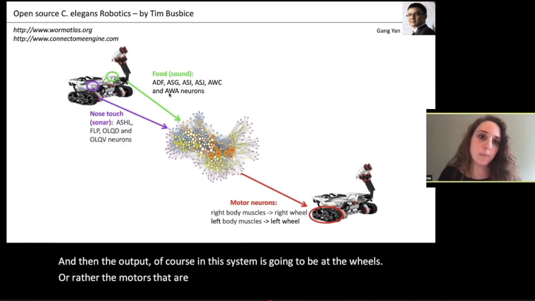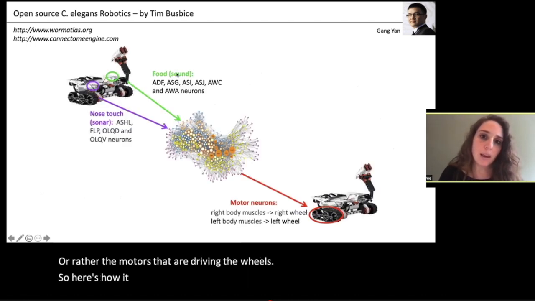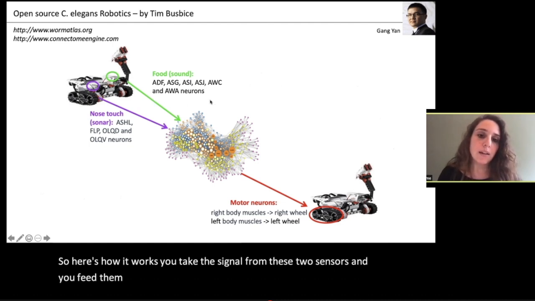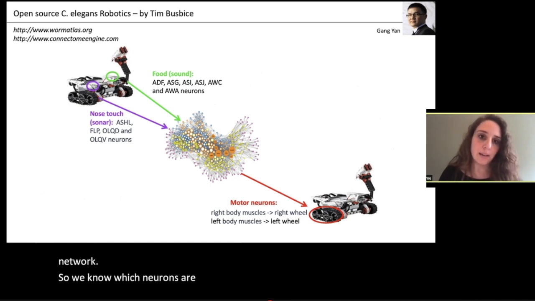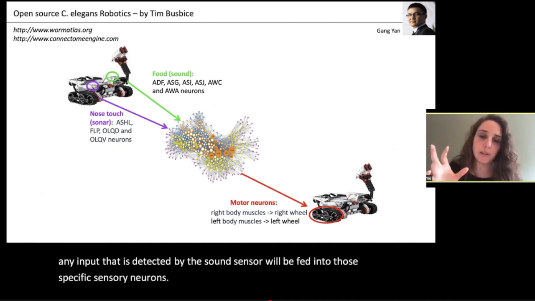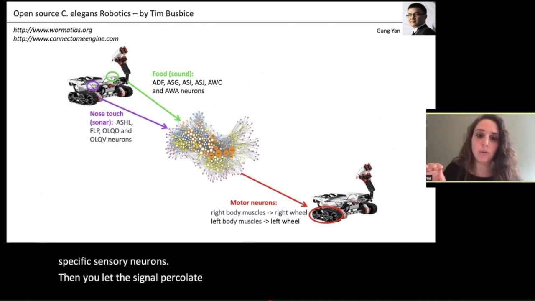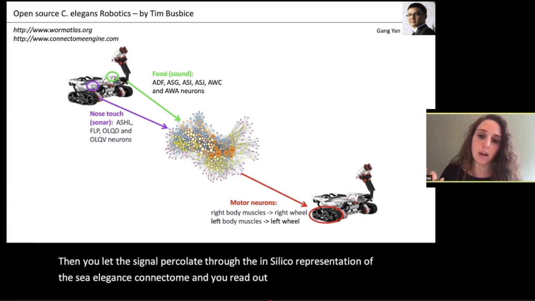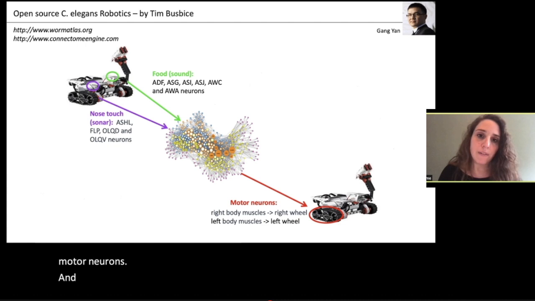So here's how it works. You take the signal from these two sensors and you feed them into the appropriate sensory neurons in the C. elegans network. So we know which neurons are supposed to sense food stimuli, and so any input that is detected by the sound sensor will be fed into those specific sensory neurons. Then you let this signal percolate through the in silico representation of the C. elegans connectome, and you read out the signal arriving at the motor neurons, and you feed this output essentially to drive the motors, which then drive the left and the right wheels of the robot.